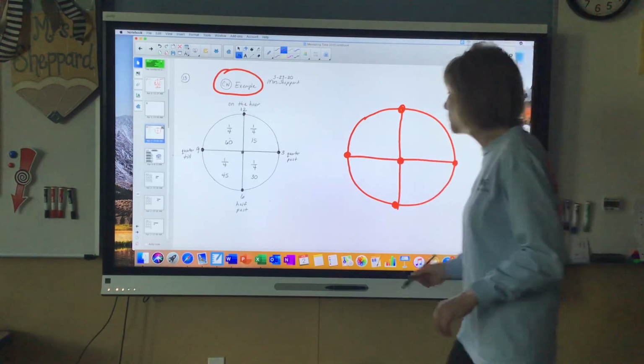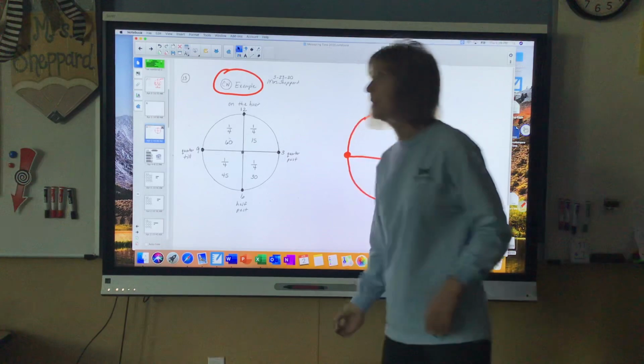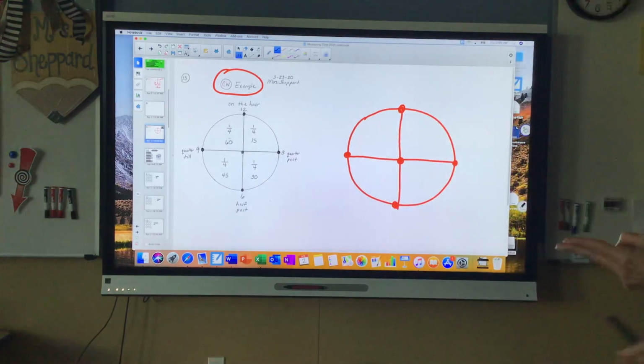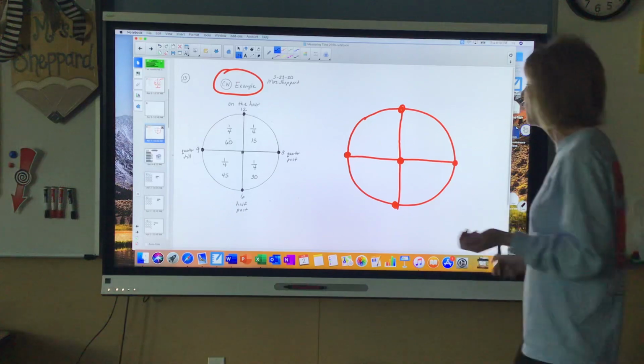Now, up on the smart board, mine doesn't look the neatest or the straightest, but you get the point. If we were doing this at school, I would be doing that at my table, and I would have you come over and sit at my table for math groups, and then you would copycat what I showed you on a piece of paper. But since you're not here in class, I'm doing it up on the smart board.